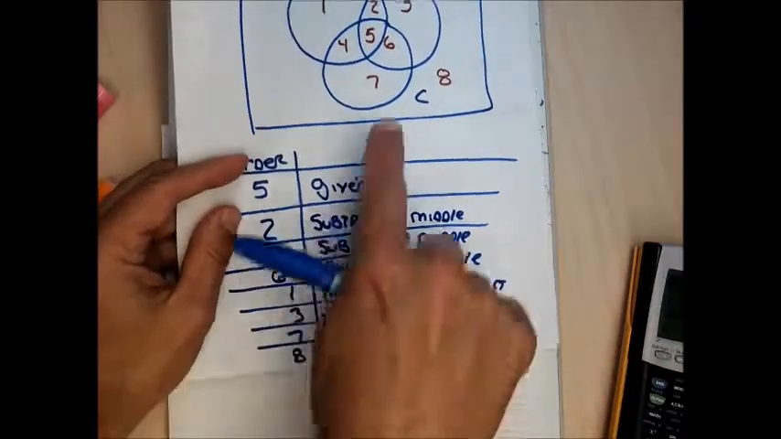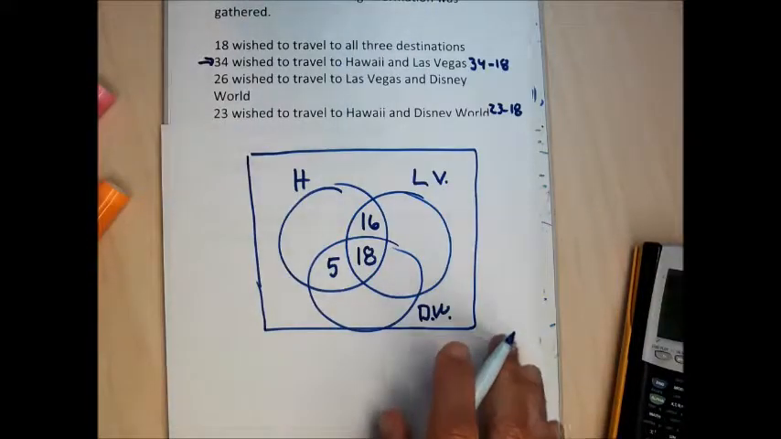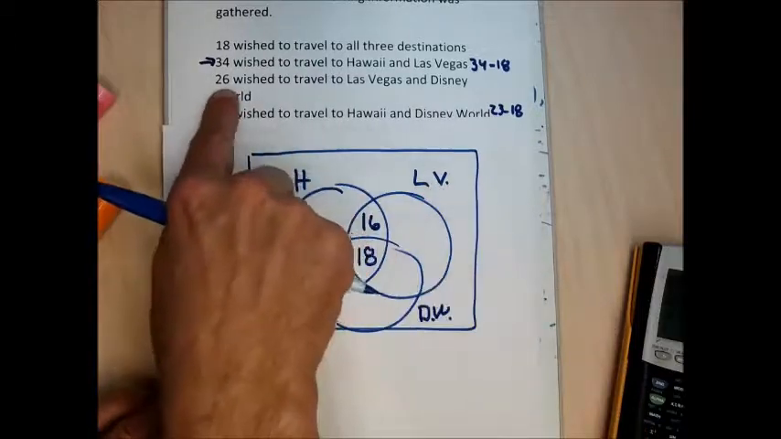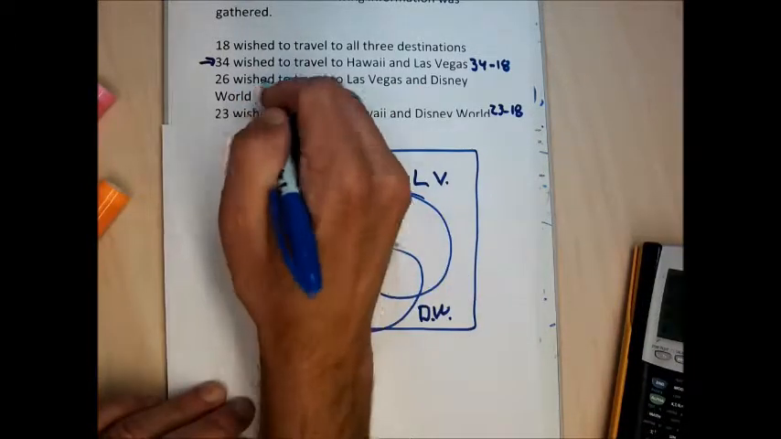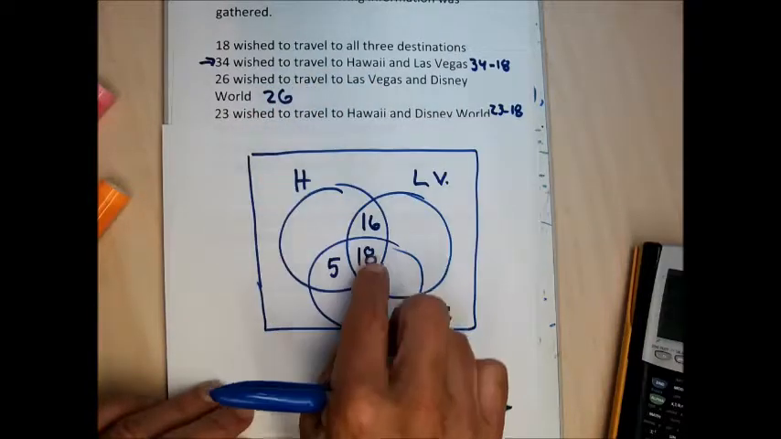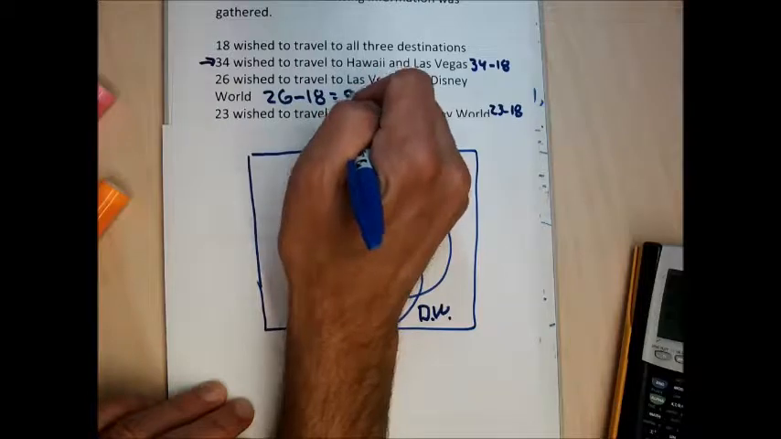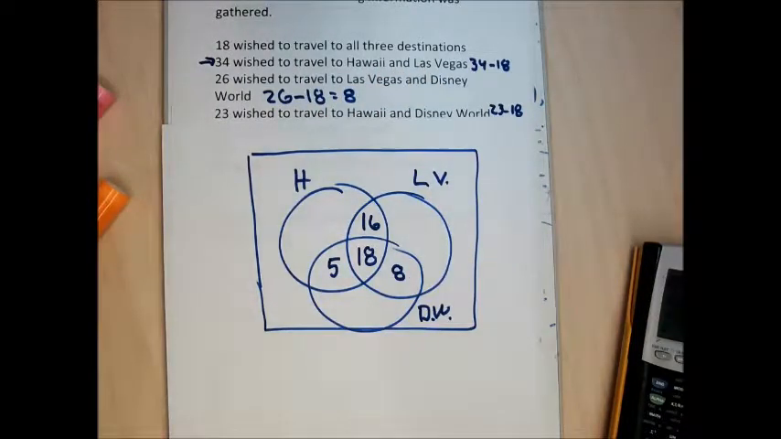Thirdly, I'm going to do region 6, and I'm going to subtract the middle number. So for region 6, it's between Las Vegas and Disney World. That's these 26 right there that wanted to go to Vegas and Disney World. I'm going to take the 26 that was given. I'm going to subtract the middle number. 26 minus 18 is 8. That's going to be the number that I fill in for that region.